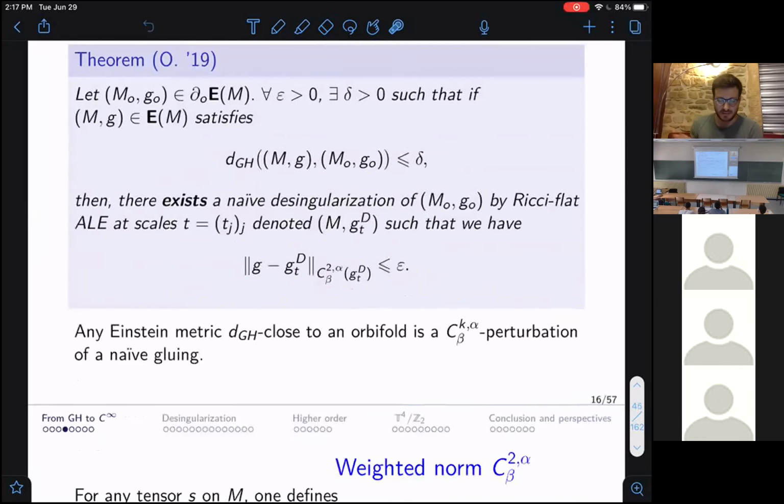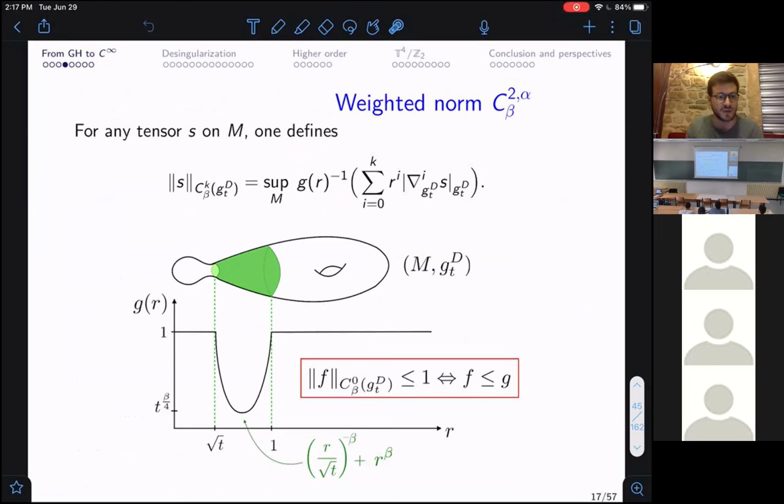So what are these weighted norms? Well, they look like this. Here you have a natural norm on cones, but here you have a weight, and that's this G of R. Understanding the norm means understanding this weight. And being bounded for this weighted norm means being less than the function, at least in a C0 sense.